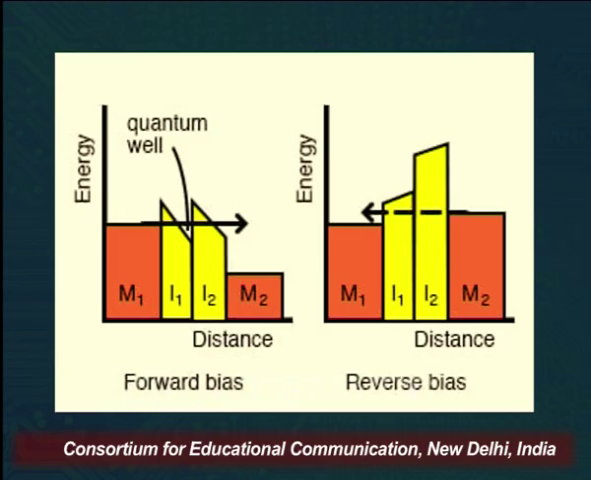Another thing you can see here is the forward bias on the left-hand side, and on the right-hand side the reverse bias. You can see here the energy level of M2 is less compared to M1, and there is a quantum well where the tunneling process takes place. On the right-hand side, this is the reverse biased case, where M1 now has the lesser energy band compared to M2.